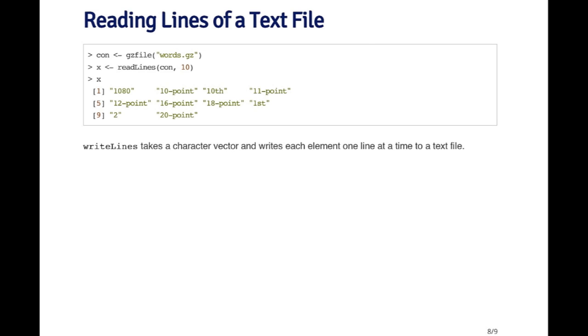Similarly, writeLines is a function that can be used to write out lines of text to a file. What you do is you pass writeLines a character vector, and each element of the character vector becomes a line in the text file.